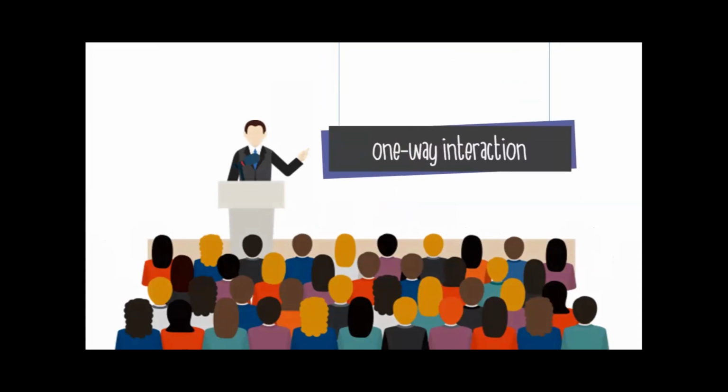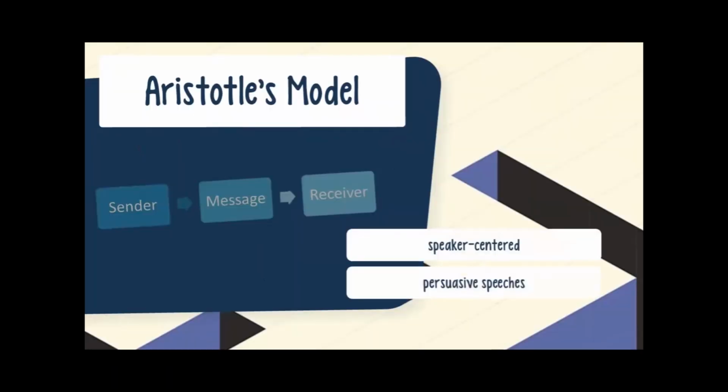According to the model, communication starts when the speaker develops proof or argument used for persuasion. The proof will then be organized, written in the most convincing way, and then presented before an audience.